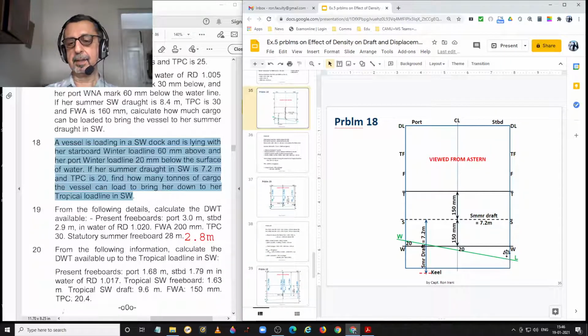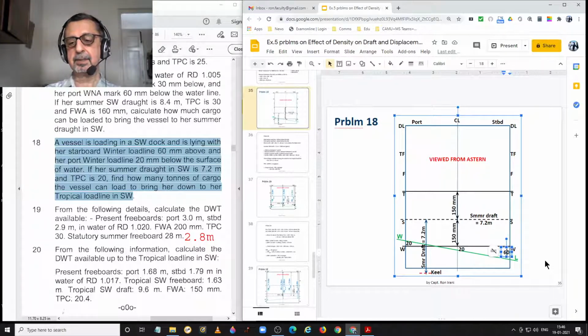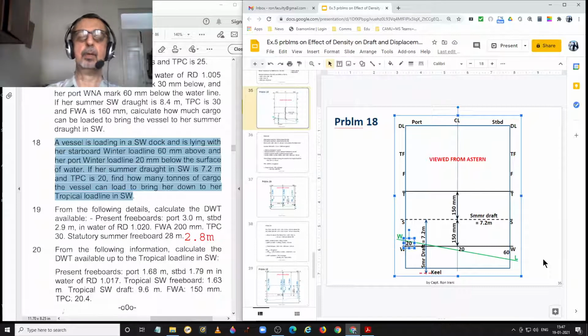Problem 18. The winter load line on the starboard side is 60 millimeters above the waterline and on the port side it is 20 millimeters below the waterline. Since both sides are not at the same point, one side is above and the other side is below, as I mentioned earlier, you have to take the difference of the two divided by 2. Thus, on the center line, the clearance of the winter load line will be 60 minus 20 divided by 2. That is equal to 20 millimeters.